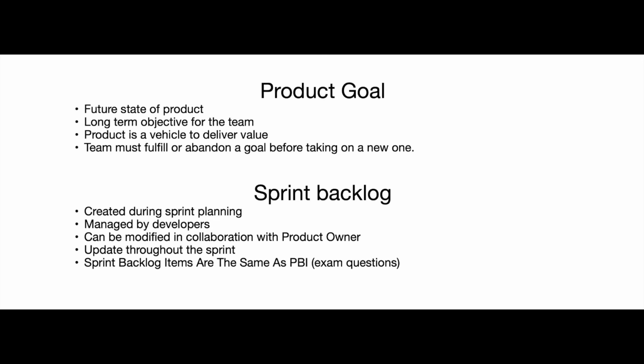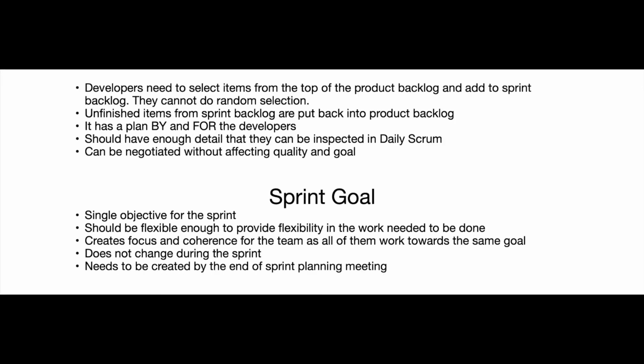Sprint backlog. It's created during sprint planning. It's managed by developers. It can be modified in collaboration with the product owner. It's updated throughout the sprint. Sprint backlog items are the same as PBIs. It's an examination question that you often get. Developers need to select items from the top of the product backlog and add them to the sprint backlog. They cannot do random selection. Unfinished items from the sprint backlog are put back into the product backlog.